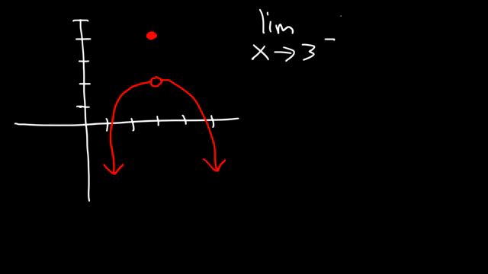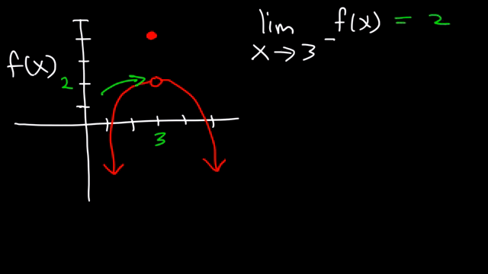Let's say if we have an open circle at that point, and a closed circle here. What is the limit as x approaches positive 3 from the left side? And this is the graph of f of x. So here is an x value of 3. As we approach it from the left side, notice that the y value is 2. So this is equal to 2.